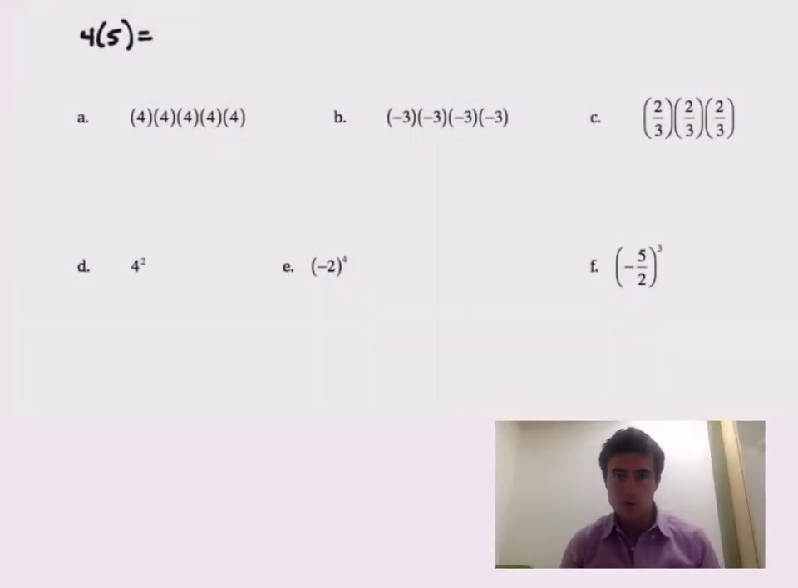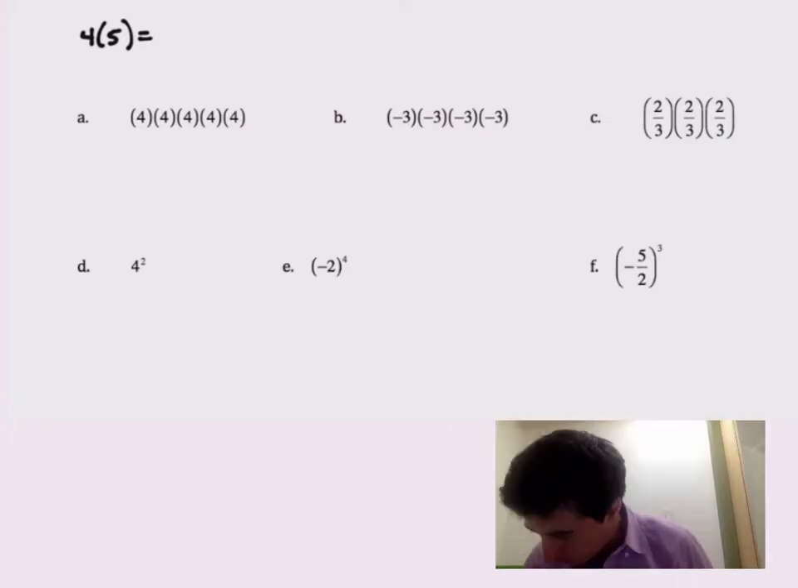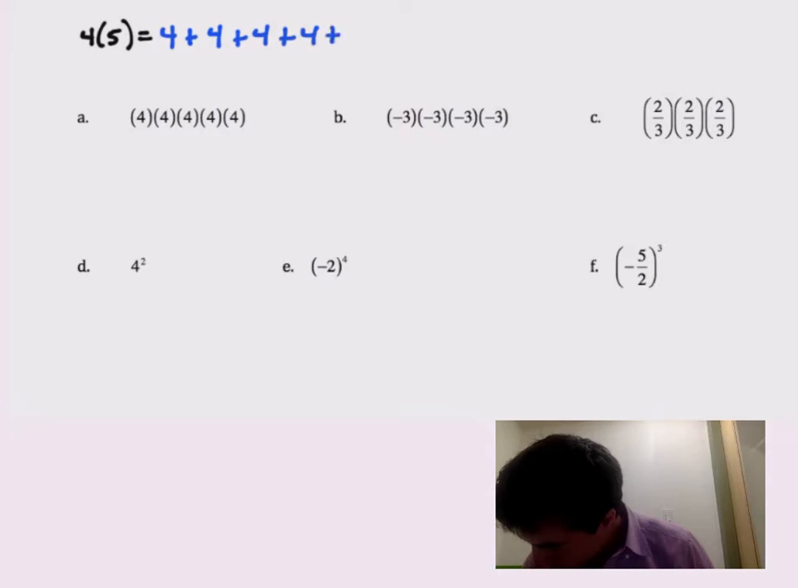Hey everybody, and welcome to a quick video on exponents. So remember from before that when we use multiplication in itself, like in the first example, 4 times 5, that's just a way of condensing addition. 4 times 5 is the same thing as saying add 4 to itself 5 times. 1, 2, 3, 4, 5, and we know that's going to be 20.